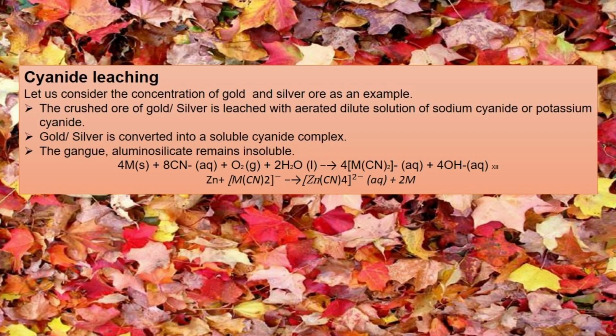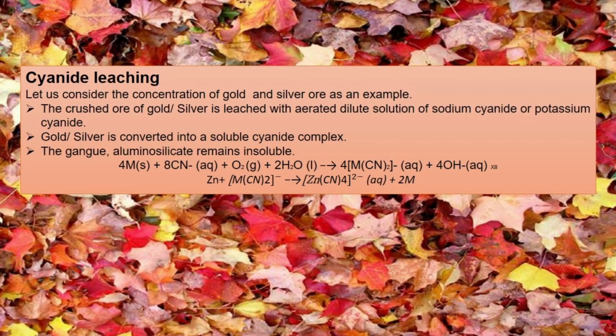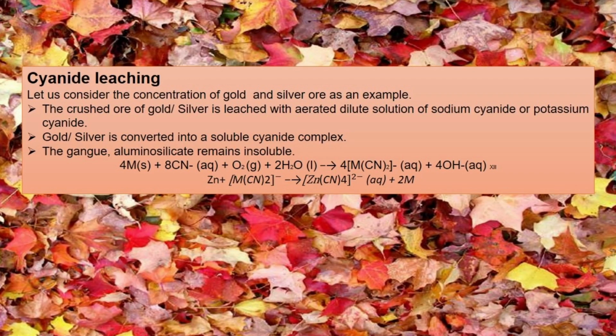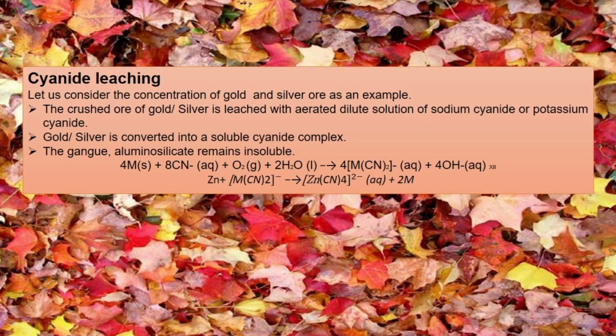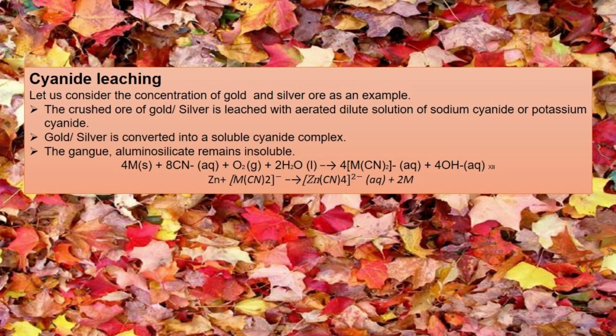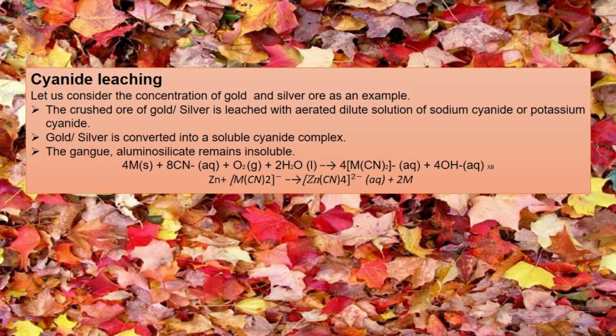The second step is that you have to get the pure metal from that ore. So what we do is we treat it with the highly reactive zinc metal. Zinc, being highly reactive, will displace the metal from its complex and we can extract the gold or silver.